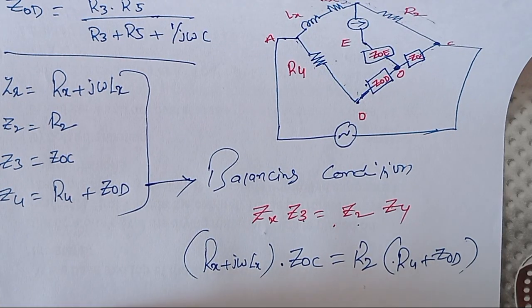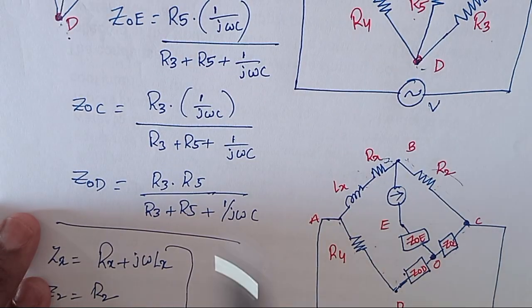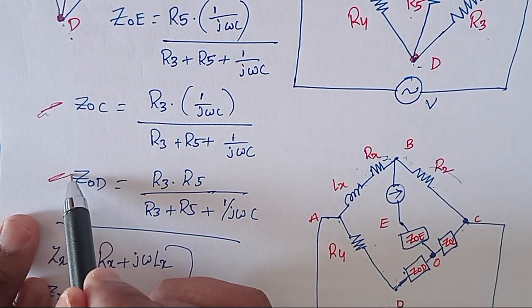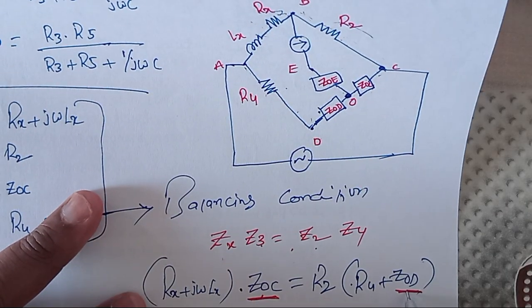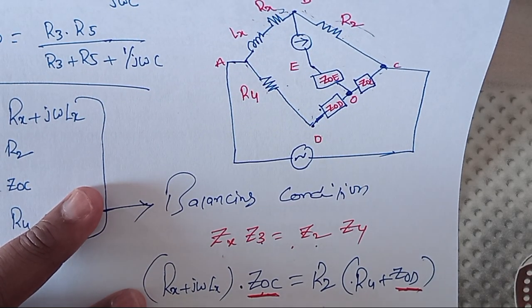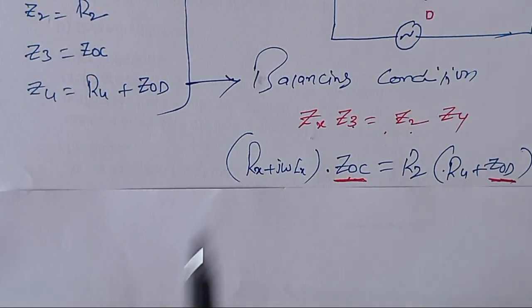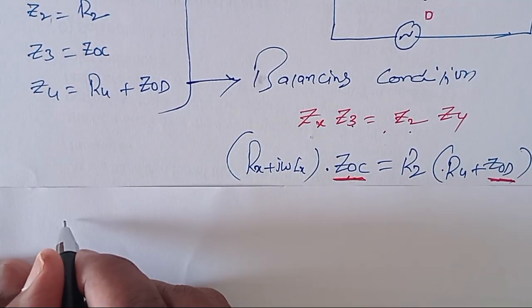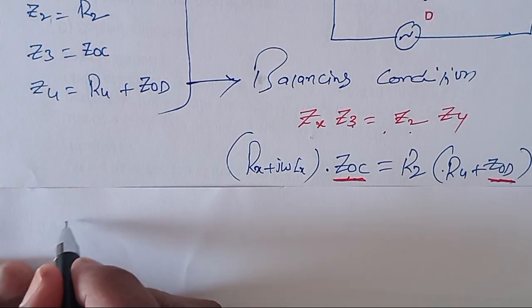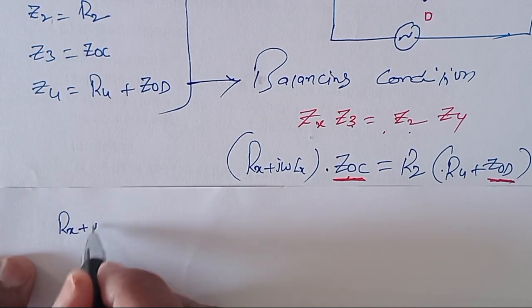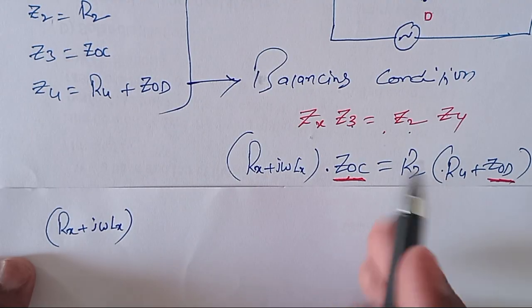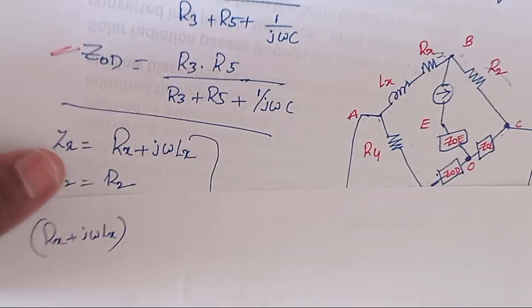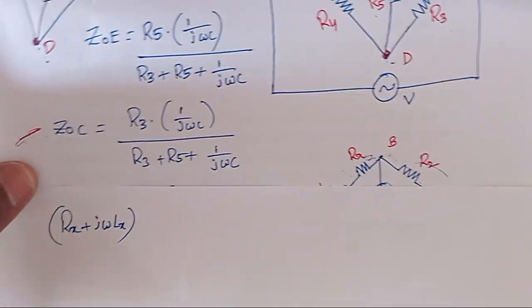Now I am substituting the ZOC value and ZOD value here. I'm substituting those two values here and here. By substituting these values, we will get first Rx plus j omega Lx into ZOC. ZOC is nothing but this one.